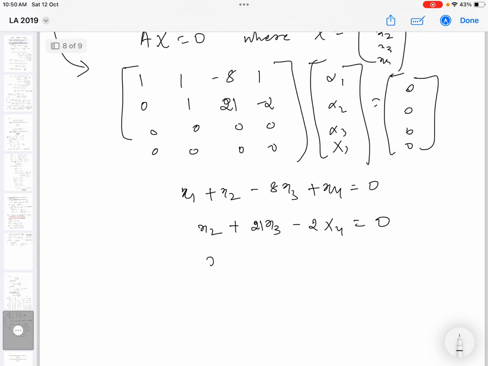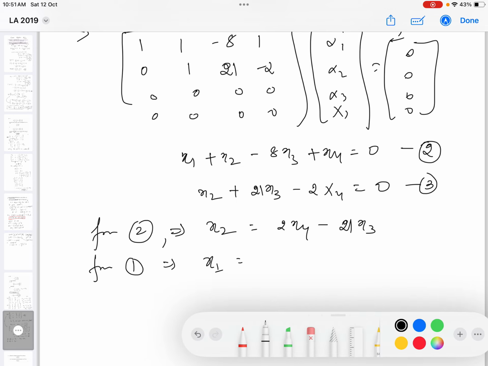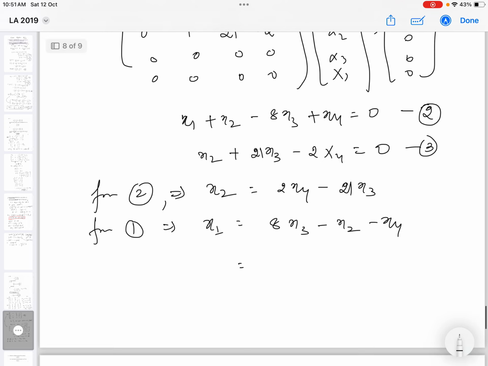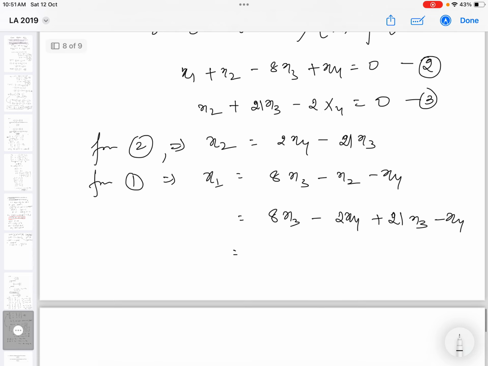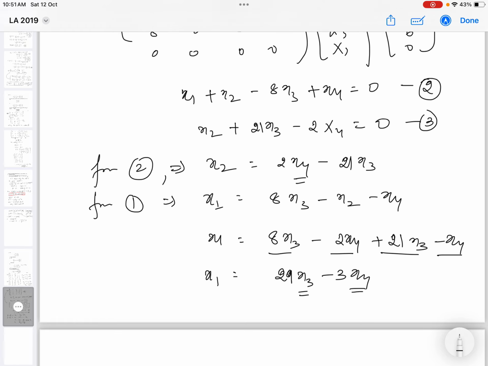ओके, x2 को मैंने लिख दिया, इसको बोल दिया 3, इसको बोल दिया 2 from 2। x2 बोल दिया 2 x4 माइनस 21 x3। तो अब x1 को लिख दिया from 1, x1 would be 8 x3 minus x2 minus x4। x2 को डाल दिया यहाँ पे 8 x3 minus of 2x4 plus 21x3 minus of x4, इसको simplify करा तो 29x3 minus 3x4। Yes, तो अब हम देखें तो यहाँ पे दो independent variable है x3 and x4 and x1 and x2 are dependent on them.